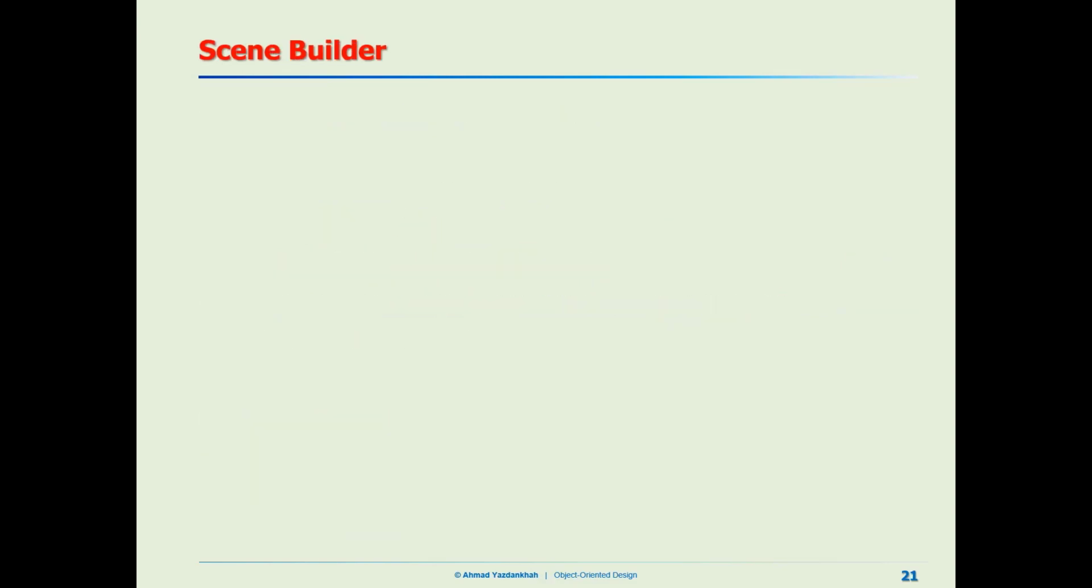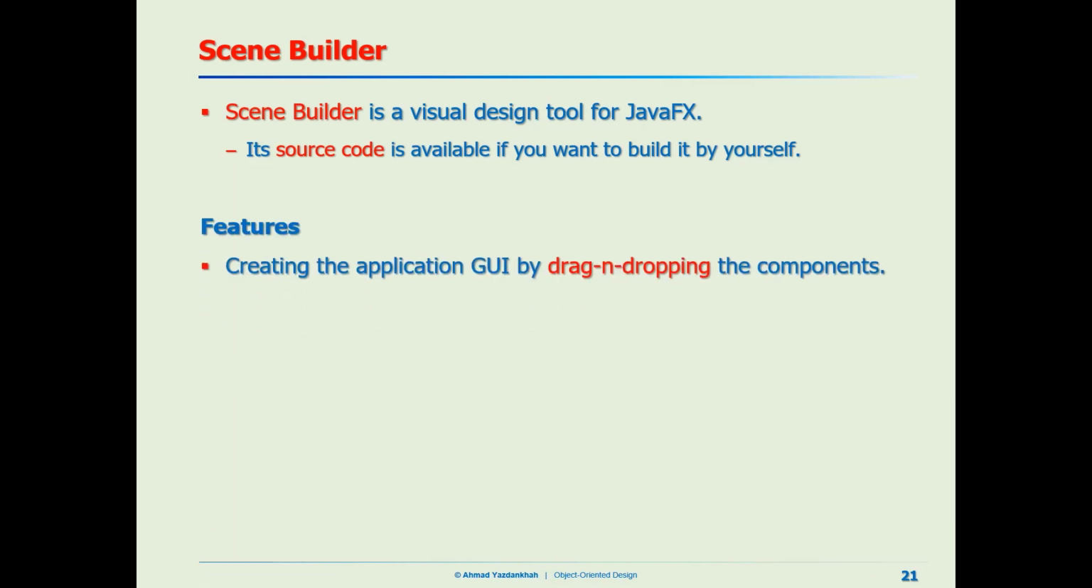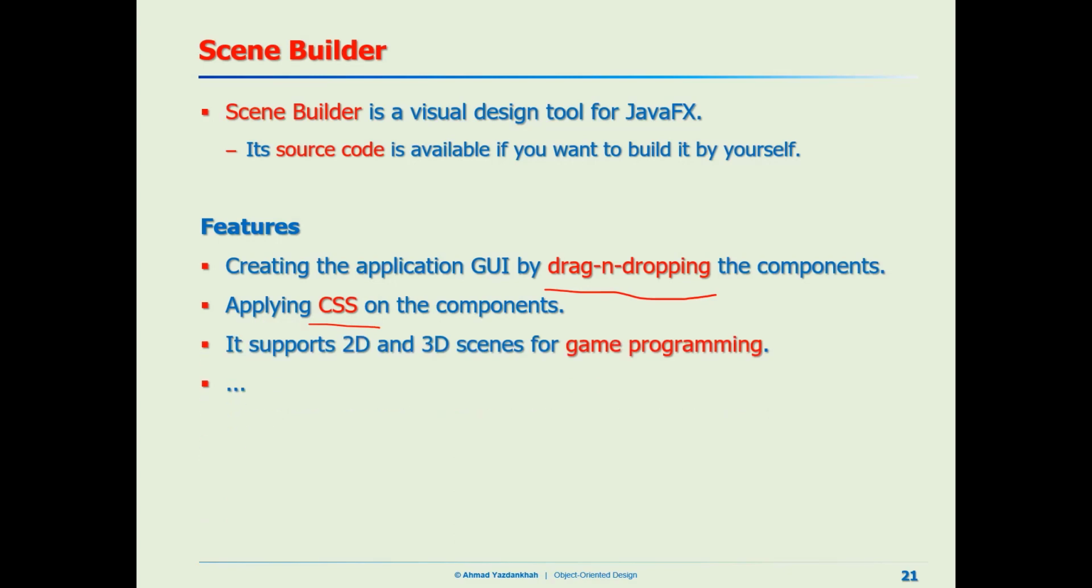So the tool that we are going to use is called Scene Builder. Scene Builder is designed specifically for JavaFX, and it has very, very cool features. First of all, as I said, you can drag and drop the components inside the canvas. You can apply CSS on the components, and it also supports 2D and 3D scenes for game programming. It's a very, very powerful thing.